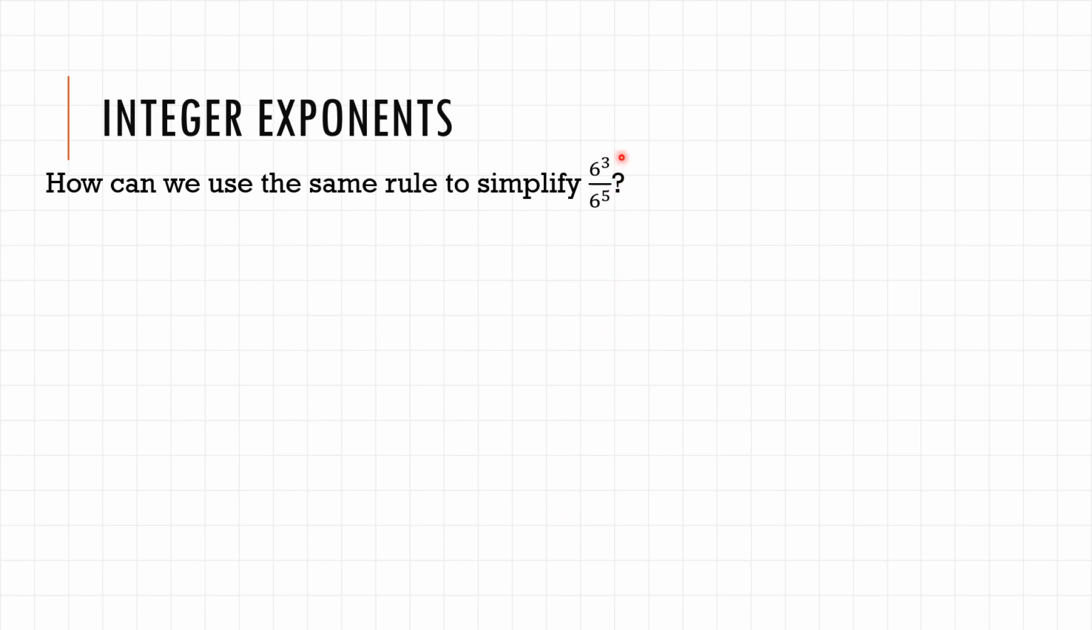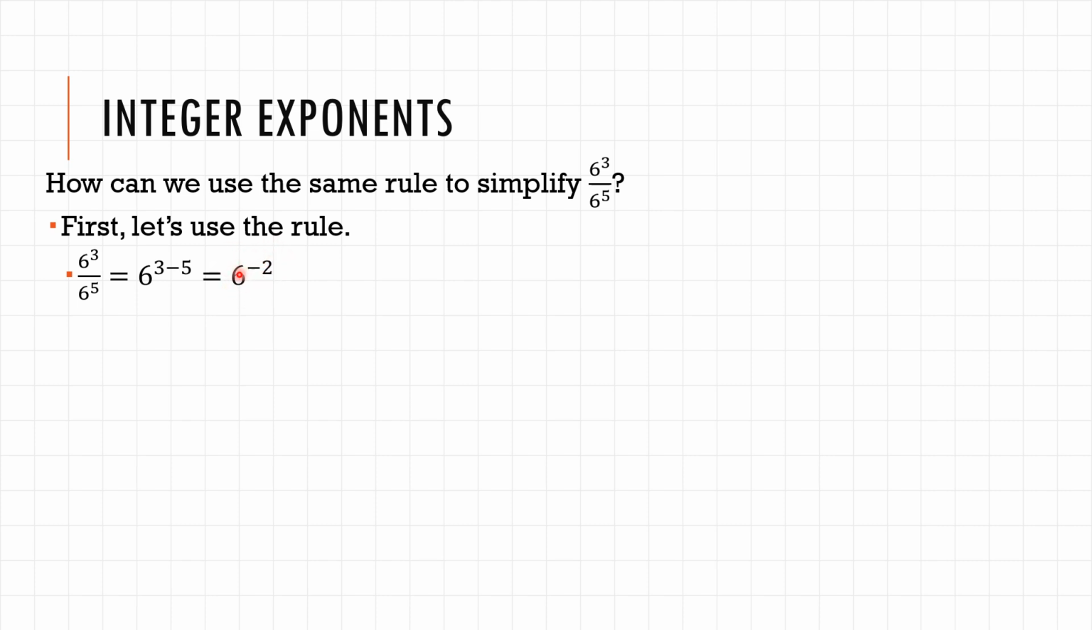Well, let's first use the quotient rule to actually simplify this, right? 6 to the power of 3 divided by 6 to the power of 5. Remember, you always take the numerator and subtract the denominator. We never do it the other way around. So we would end up with 6 to the power of negative 2. Now, what the heck does that mean? How can we end up multiplying a number by itself a negative number of times?